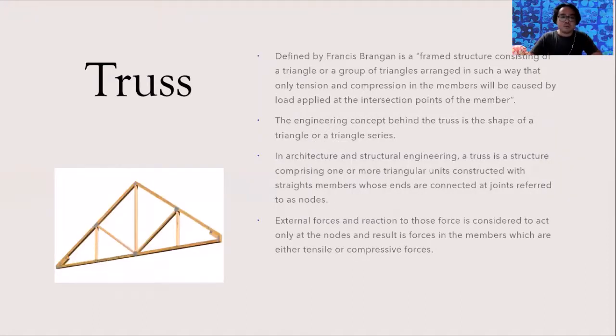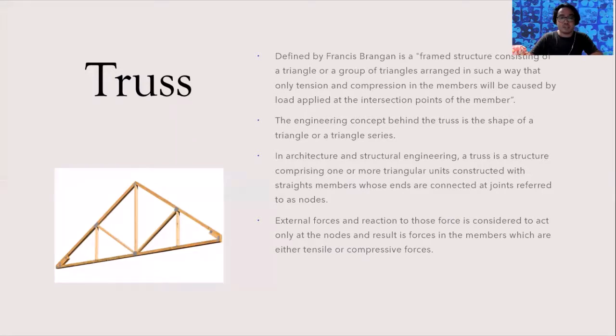So for the introduction, a truss is defined by Francis Bacon as a frame structure consisting of a triangle or a group of triangles arranged in such a way that only tension and compression in the members will be caused by a load applied at the intersection point of the members. The engineering concept behind the truss is the shape of a triangle or a series of triangles. In architecture and structural engineering, a truss is a structure comprising one or more triangular units constructed with straight members whose ends are connected at joints referred to as knots.